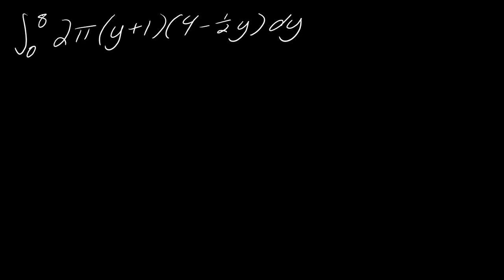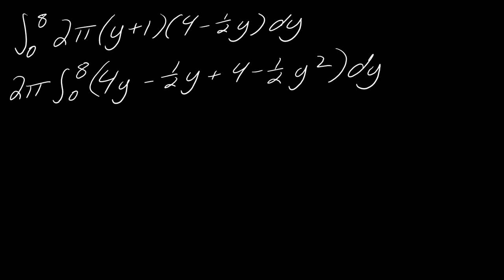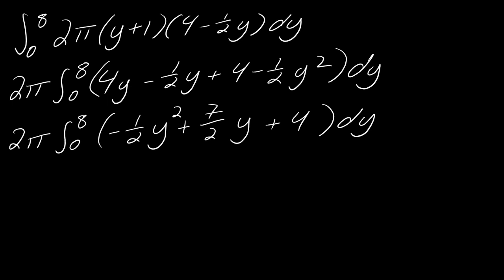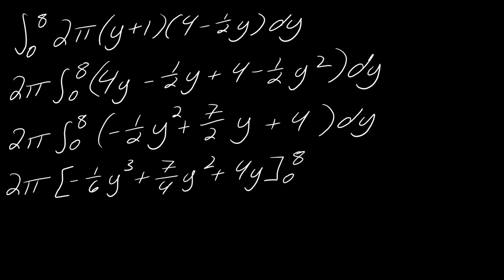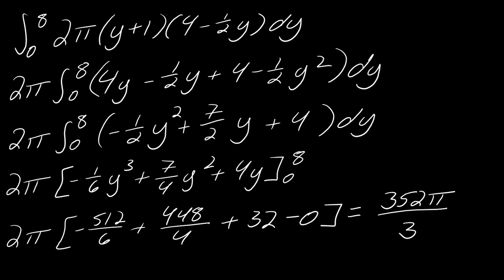Okay, so now we can go ahead and integrate everything. Of course, I'm just going to FOIL everything out. So I've got everything FOILed out like you see here. And if I collect my like terms, what I get is negative 1/2 y squared plus 7/2 y plus 4. And then when I integrate that, again, the integration is usually the easy part. It's setting it up that you've really got to wrap your head around. So I've got everything integrated out, and then I can plug in my 8. So I get 352 pi over 3 for this one. Okay, so that is the basics of working with these cylindrical shells.